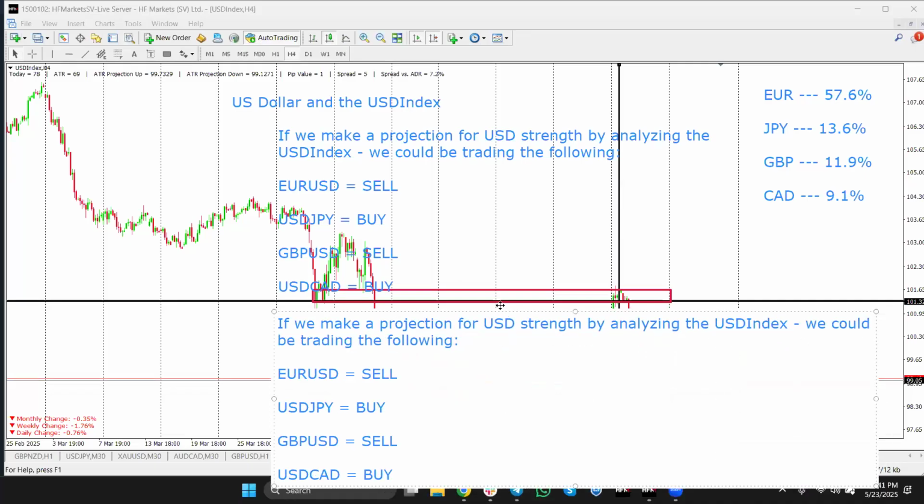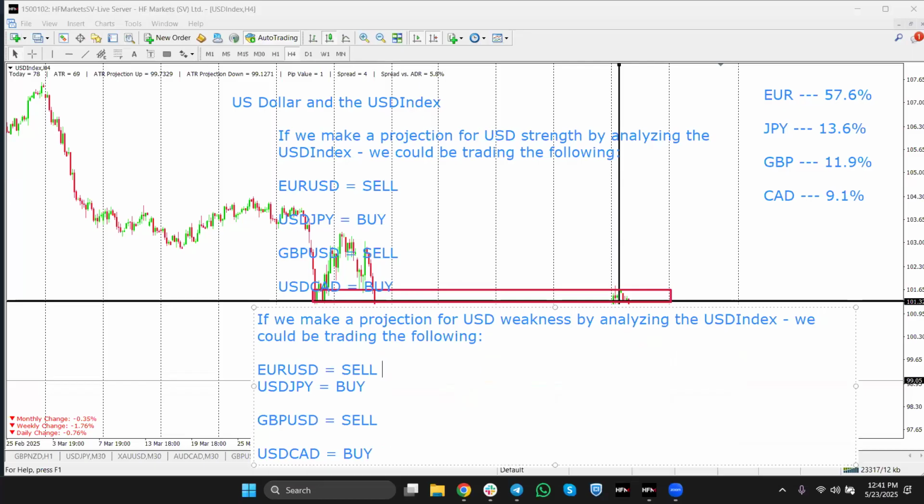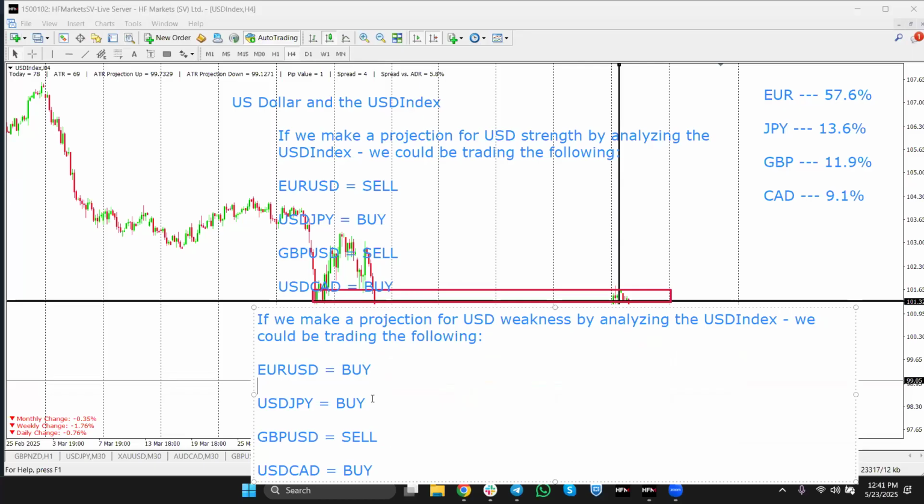Which means if we're going to be making a projection for US dollar weakness, let's use weakness here. If we're going to make a projection based on weakness, we will trade the following. This changes. If dollar will be weak, this gives you a buy. If dollar will be weak, this gives you a sell. If dollar will be weak, this gives you a buy as well. And this also gives you a sell as well.